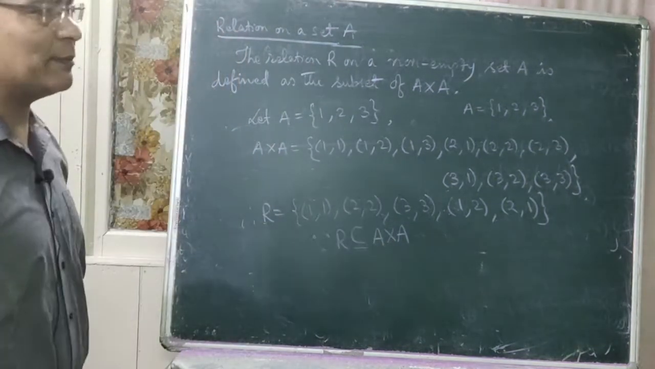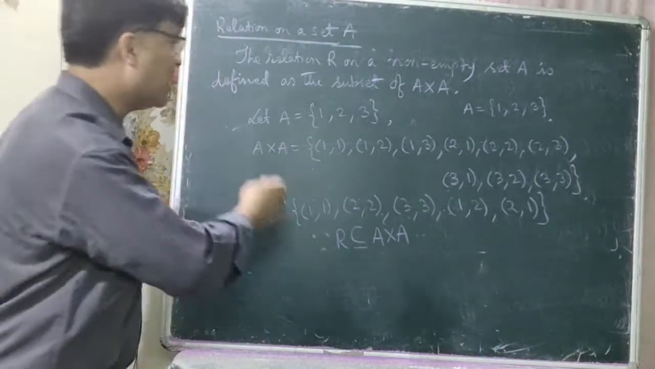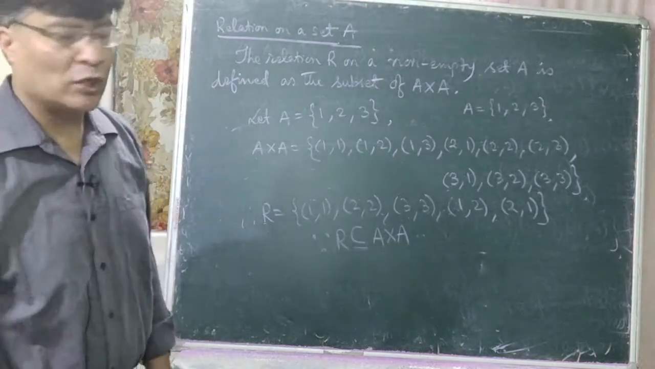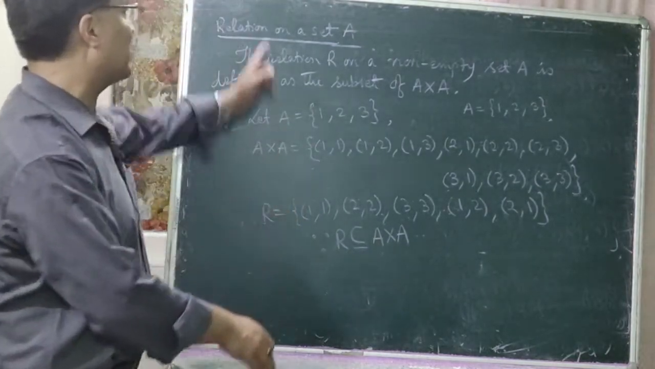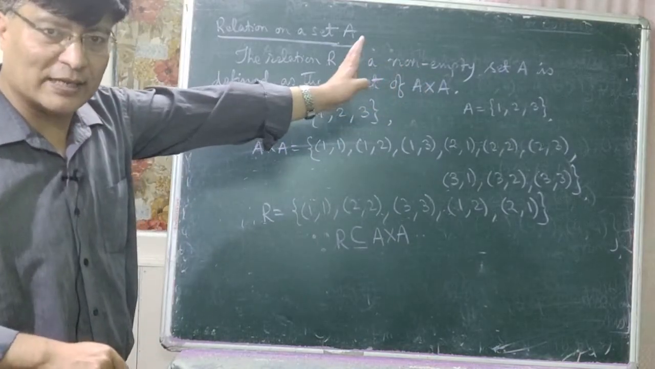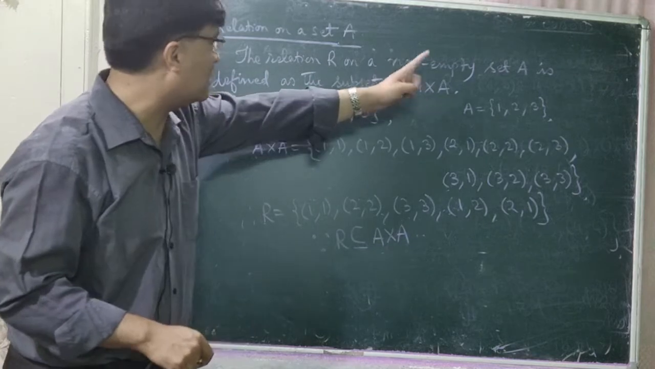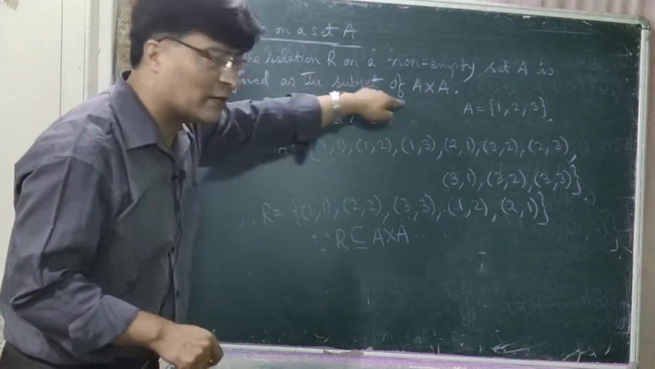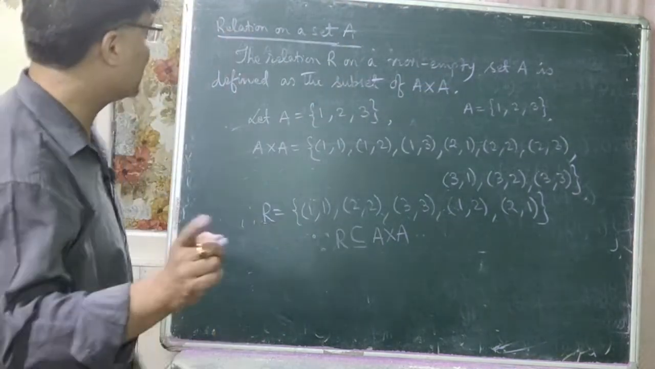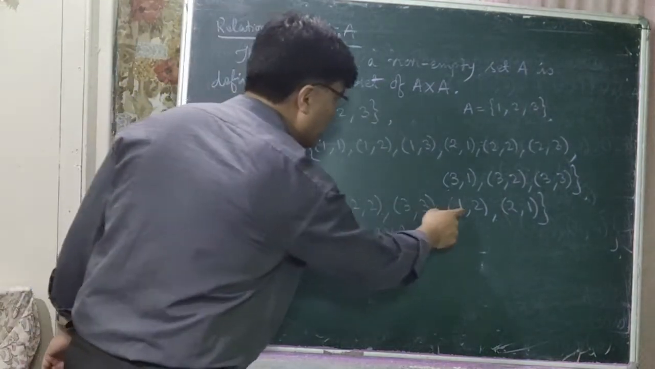Earlier, what did we do? A cross B, from one set to another set. Here we are working within the same set. So this is called a relation on the set A itself. Is that clear now? What is the definition? The relation R on a non-empty set A is defined as the subset of A cross A. Is that clear? So here capital R is equal to, I mean, here write only five ordered pairs.